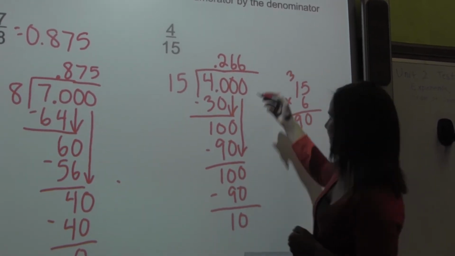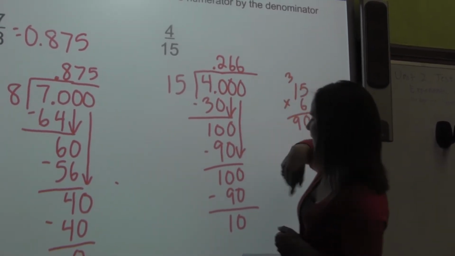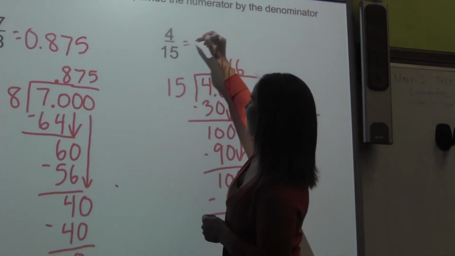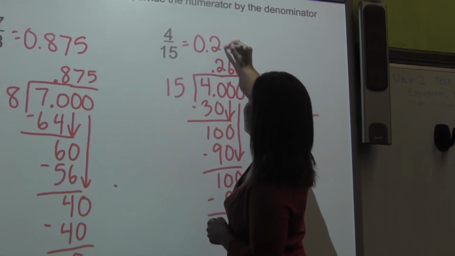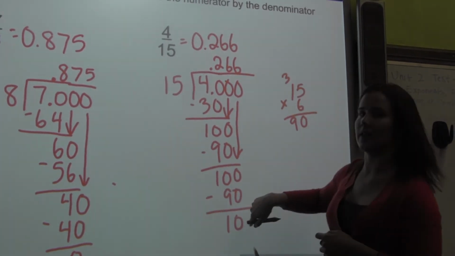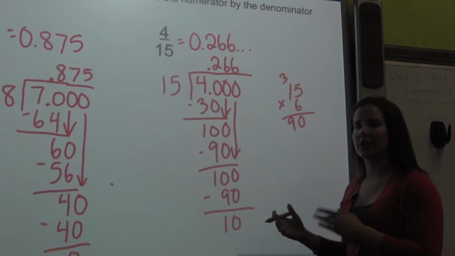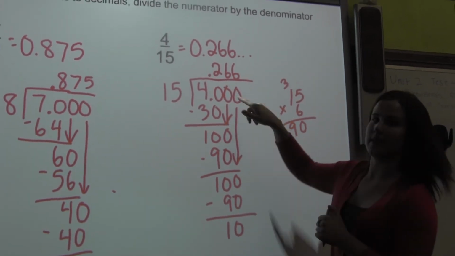Now I can put this remainder of 10 as a fraction at the end. In this case, you can just round it and pretend that it's not there. And we have 0.266. And just to show us that you have a remainder, just add a little dot, dot, dot there so that we know that that fraction continues, but we only need you to go up to the thousandths place.